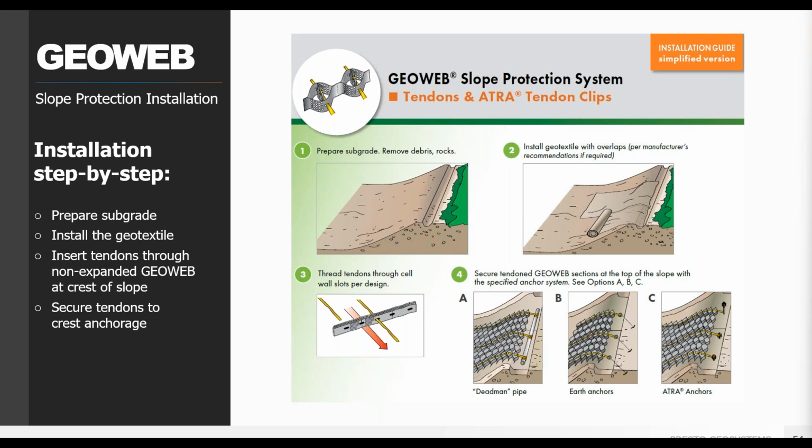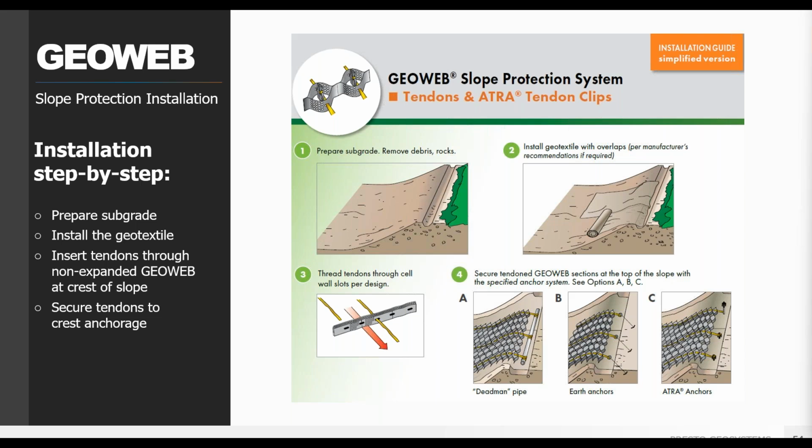Some slope protection systems are over a geomembrane or other liner that cannot be punctured, are on very steep slopes or over rocky soils. In those cases, a system with tendons and load transfer devices is used instead. So here's a quick overview of that installation process for ATRA tendon clip installations.